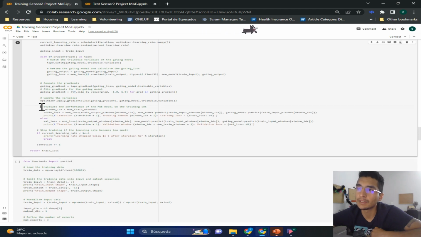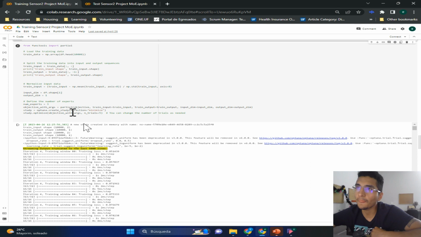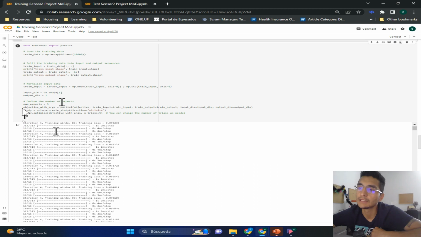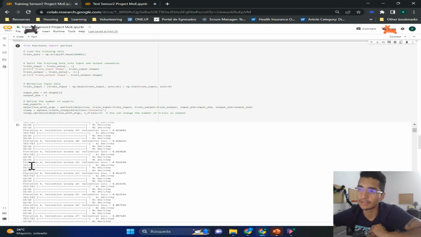Well, this part over here that you see is where we are using the implementation on the different windows, the walk forward validation stage. And here is where the training during the hyperparameter tuning process happens. You see, there are loops inside the loops, so it's a really long stage.